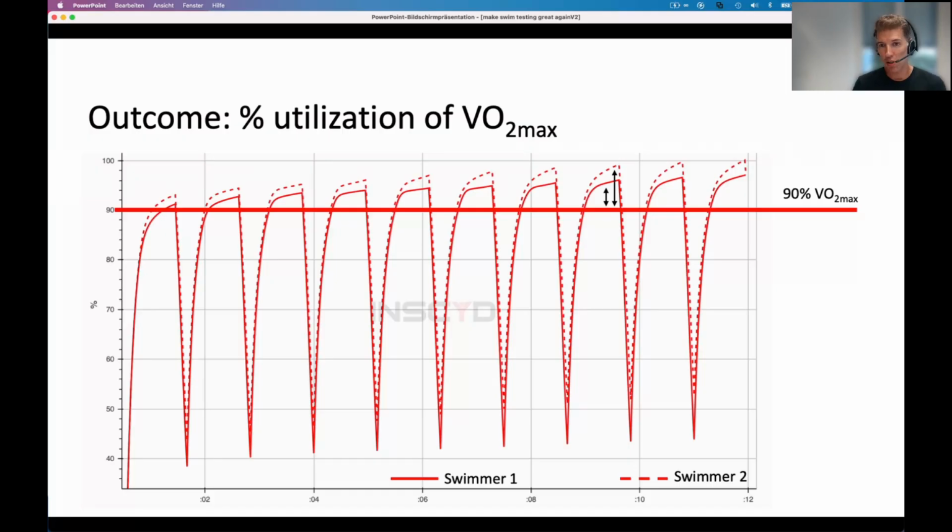However, the training stimulus is a little bit different in both if you use utilization of VO₂max as the indicator for that, right? So what does it mean? Swimmer number 1 does not get the same adequate training stimulus of VO₂max, and maybe VO₂max even drops because of that, right? So maybe he's not able to keep the 85.